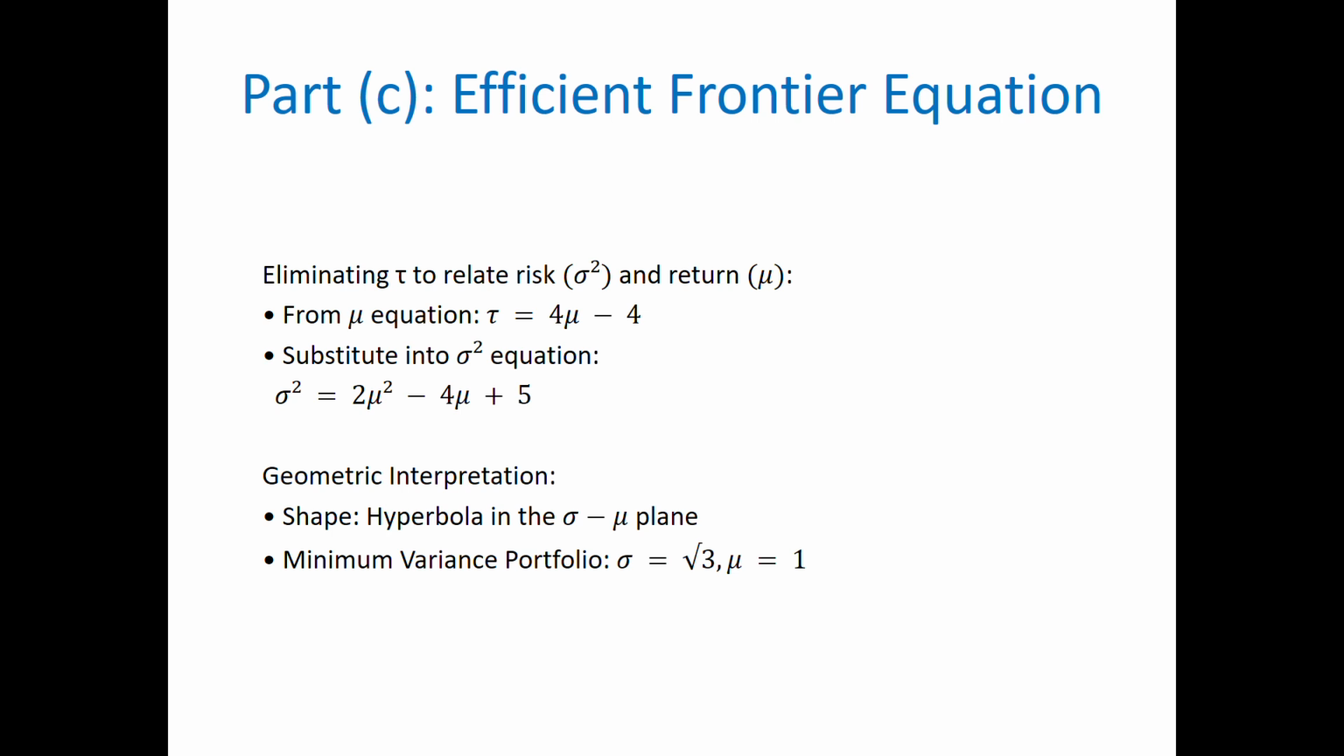Now, by isolating tau in our return equation and substituting it back into our variance equation, we can derive the direct relationship between risk and return. This gives us the equation of the efficient frontier, which is sigma squared equals 2 mu squared minus 4 mu plus 5. In a graph where we plot standard deviation against return, this forms a hyperbola. The efficient part is the upper branch of this curve. Notably, the minimum variance portfolio, which is the point with the absolute lowest risk, occurs when the return is 1 and the standard deviation is the square root of 3.